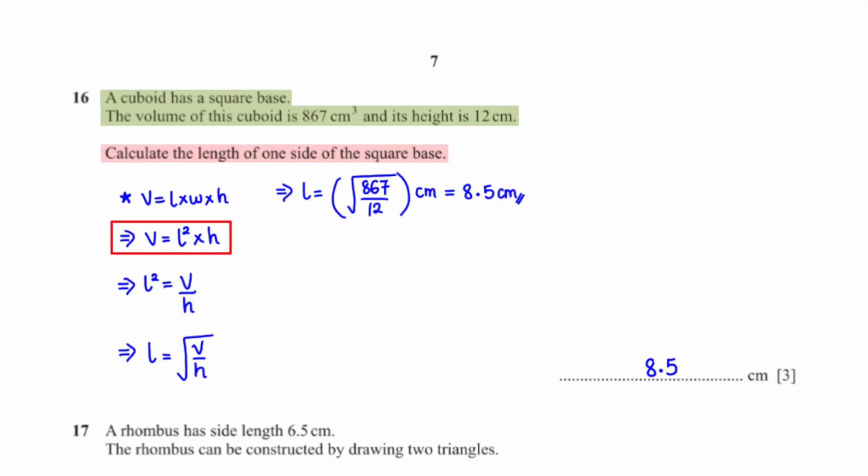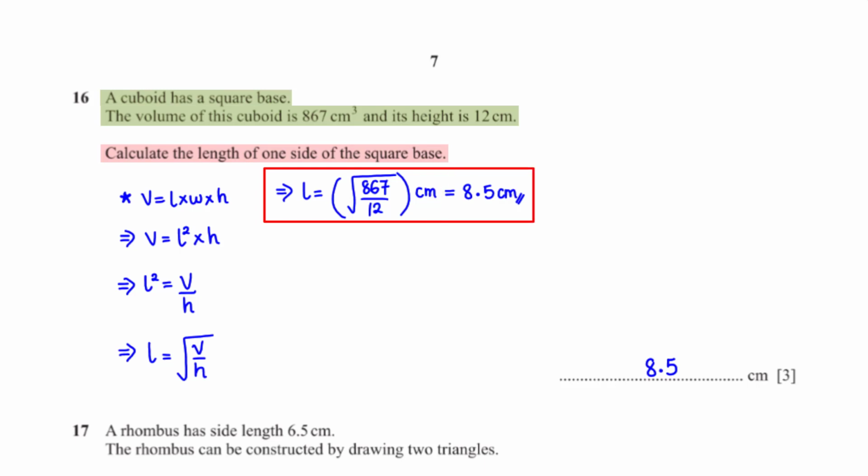So we have V equals L squared times H. We want to find L, so we need to make L the subject. When we move H to the other side, it goes to divide. So we have L squared equals V over H. And when we take square root of both sides, we have L equals square root of V over H. We've been given the volume to be 867 centimeters cubed and the height as 12 centimeters. This gives us 8.5 centimeters.